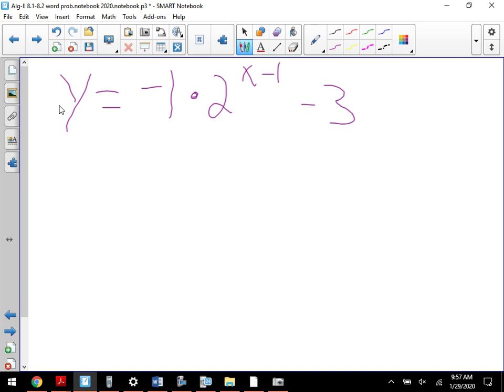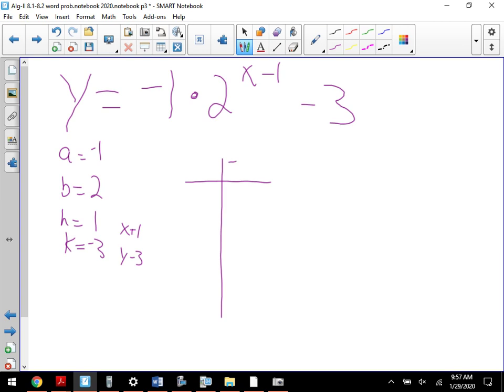So, here we go. Remember, when you're doing this one here, same thing, label A, B, H, and K. Our A value, -1, B value, 2, H, +1, K, -3. So it's x plus 1, y minus 3. That's how they set up. Okay? Parent function, always AB to the x. Negative 1 times 2 to the x.